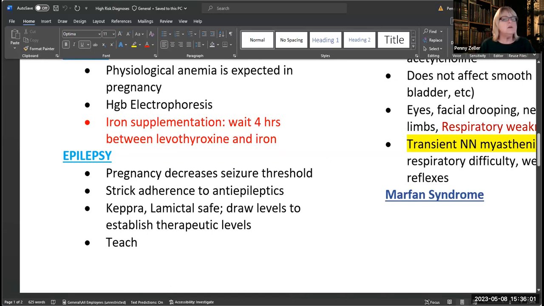Now, during a seizure, clients don't breathe. So it is a risk to the fetus. If she has something called status epilepticus, one seizure after another, the baby's not going to survive that. So we need to make sure she understands how important it is for her to take her seizure medications.